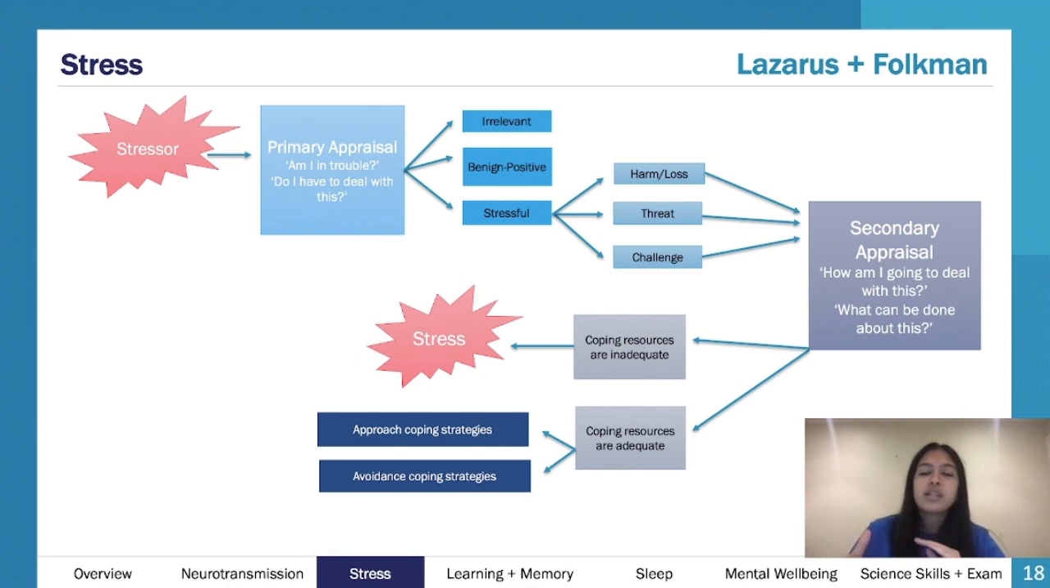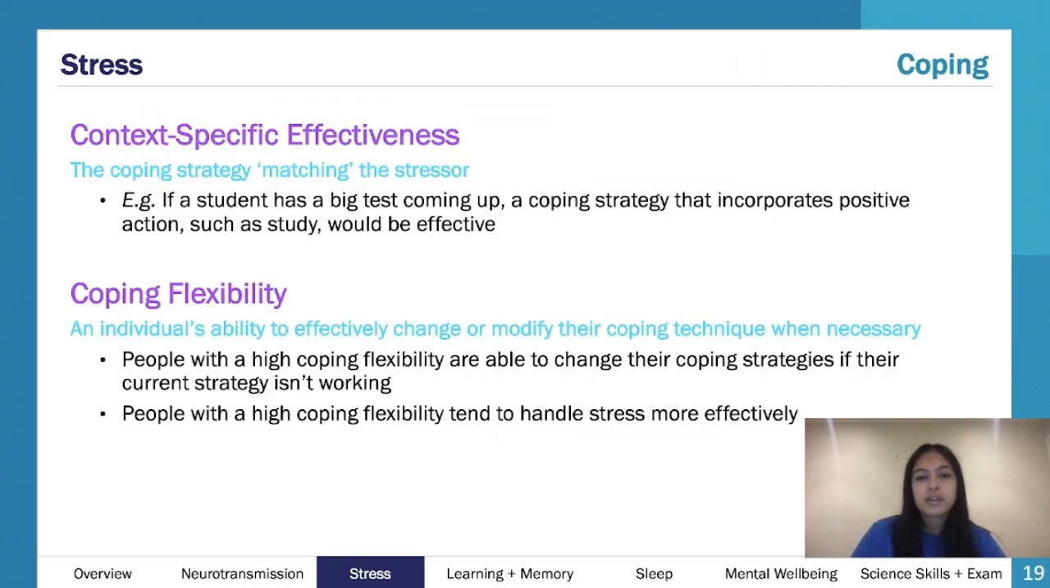But as part of this method of coping, you also discuss your approach and your avoidance coping strategies. Again, very much in the name. Approach, you're directly confronting the stressor. If I've got a test, I'm studying for it. Avoidance coping strategies, I've got a test, I don't want to think about it, it's making me stressed, I'm going to go watch TV. It's just that idea of dealing with something directly or dealing with something indirectly.